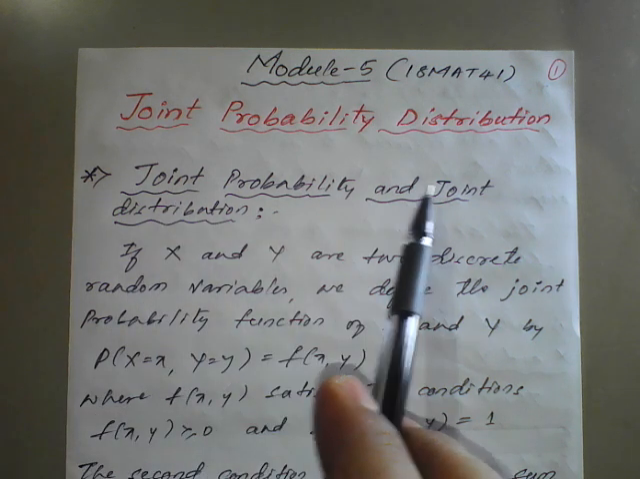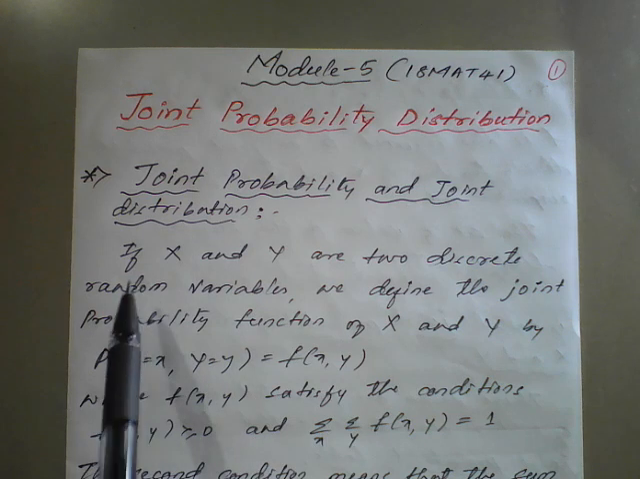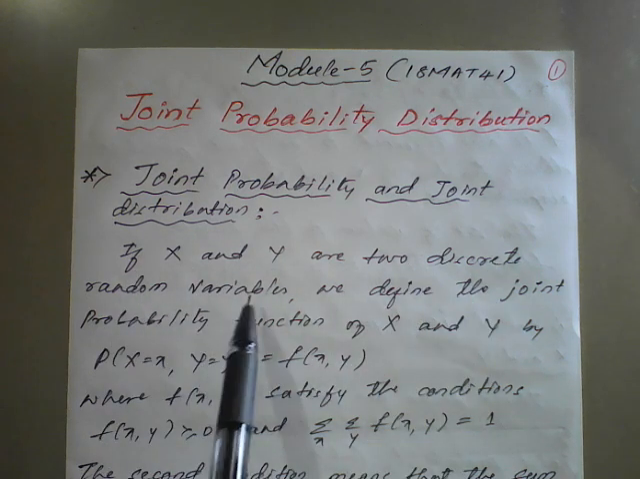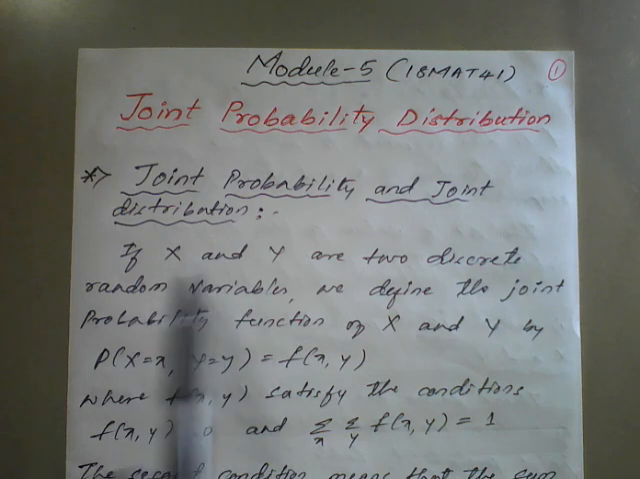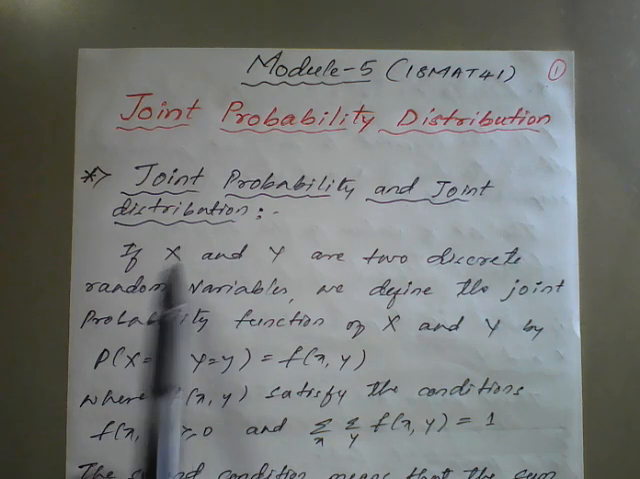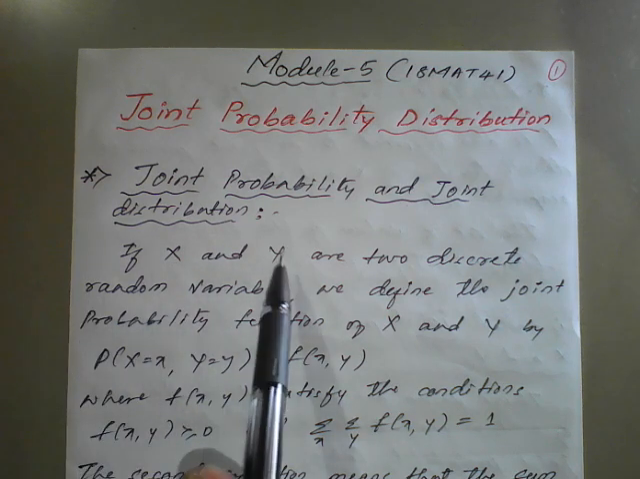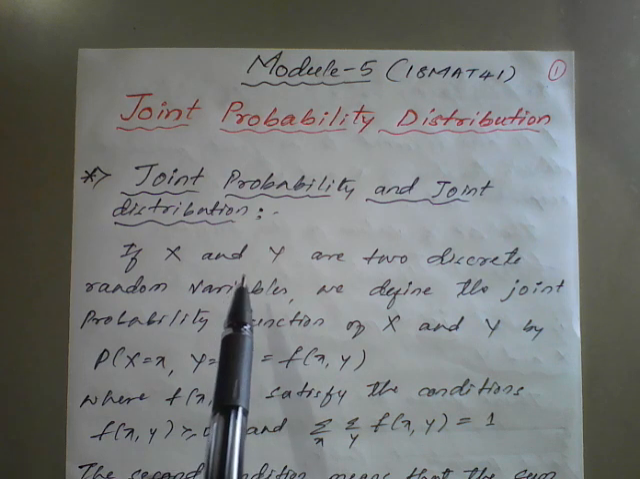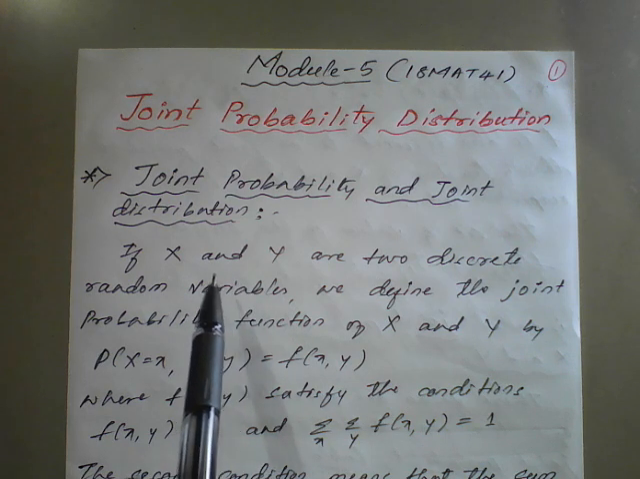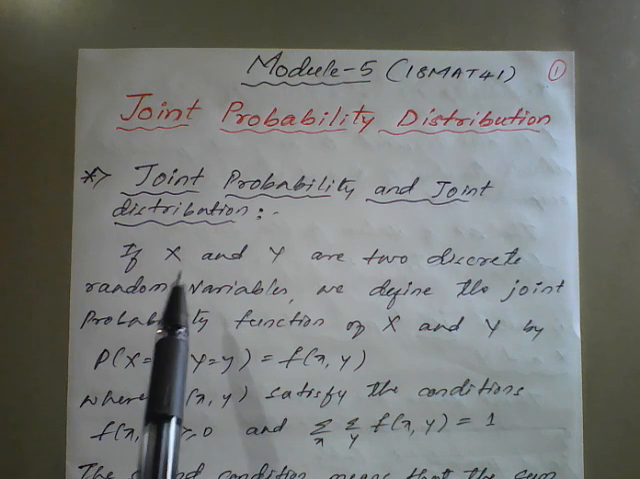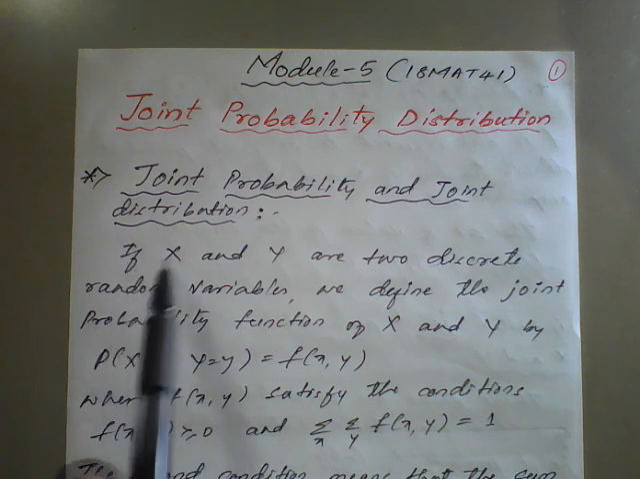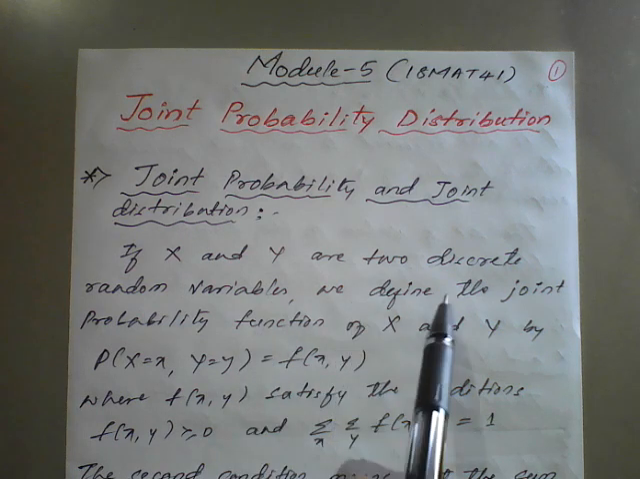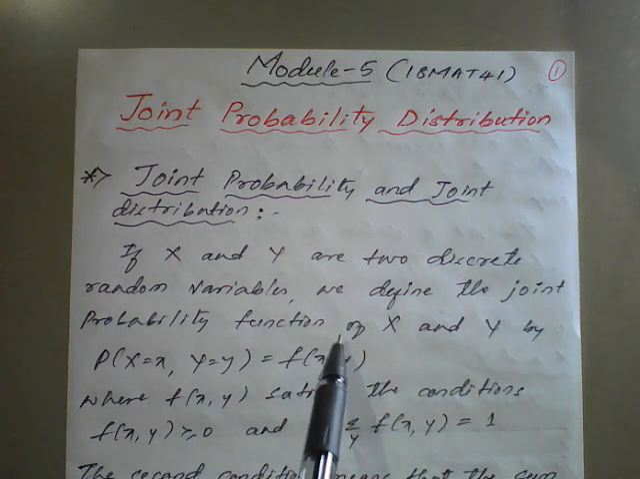So joint probability and joint distribution, if x and y are two discrete random variables. In the previous class, we have seen only x as a random variable or purely y as a random variable. Only one variable we have considered. But here we'll see a joint of two variables.